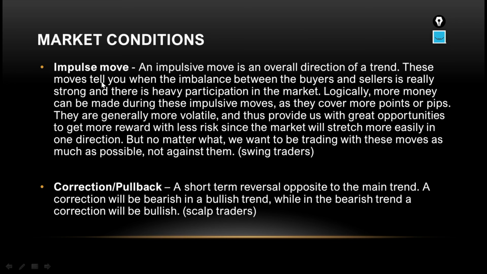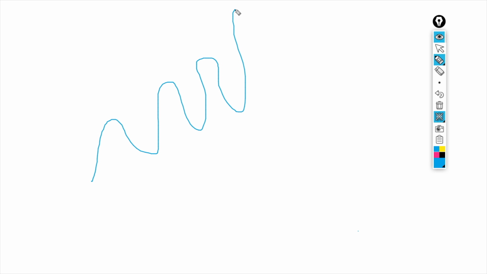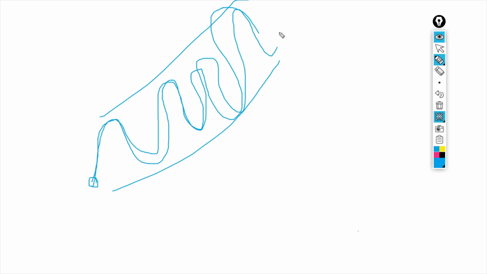Logically, more money can be made during these impulse moves, exactly, as they cover more points or pips. So what this means is that guys, let's say for instance you're in a bullish trend and then you want to enter a buy, you enter a buy from the bottom, it can lead you to having big profits at the end of the day. Because why? The overall direction is a buy, so we're expecting heavy movements towards the upside.